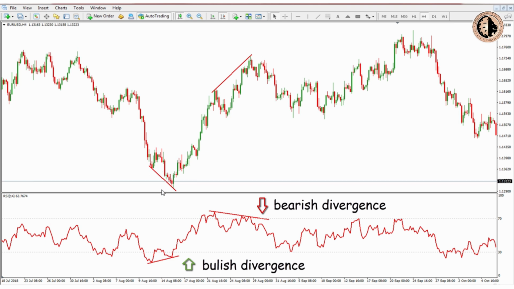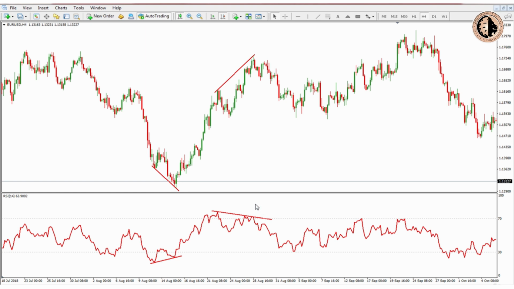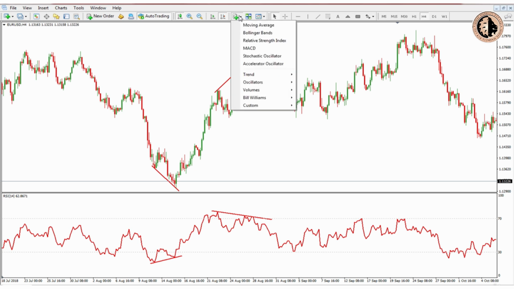As you can see, a huge jump happened after this bullish divergence. Also, after this bearish divergence, there was a huge fall. Divergence also occurs on other oscillators like stochastic and MACD indicator.